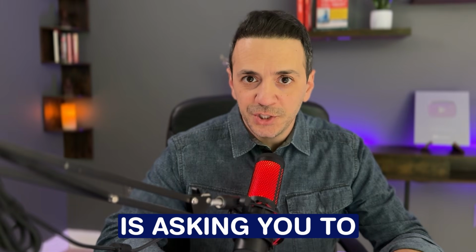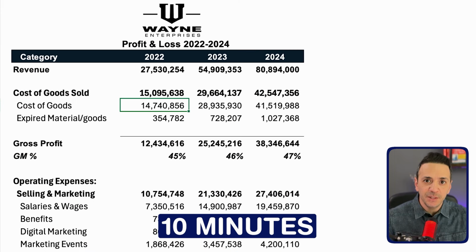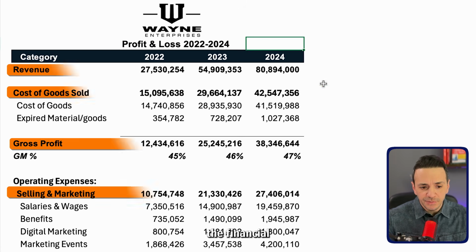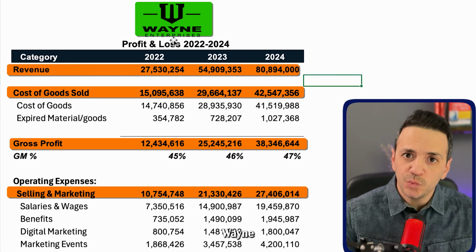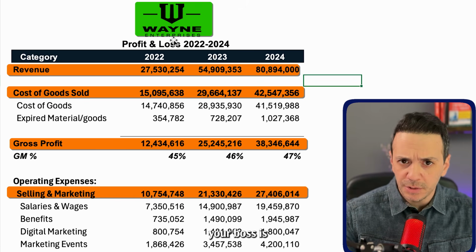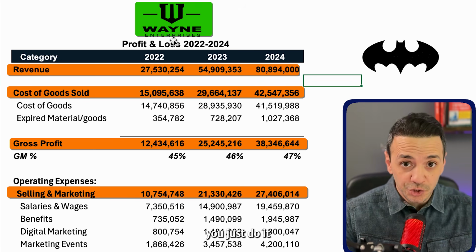Your CEO is asking you to create a P&L forecast for the next year in under 10 minutes. So you're given here the financial data for the last 3 years for Wayne Enterprises. And if this is Wayne Enterprises, that means that your boss is the Batman. And if the Batman is asking you to do anything, well, you just do it.